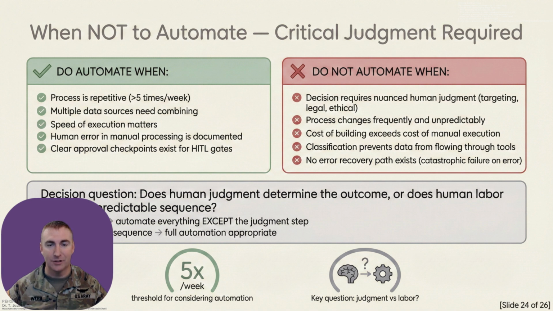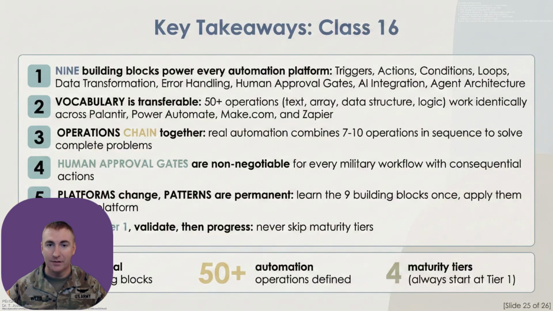That brings us to the 6 principles worth remembering. First, 9 building blocks power every platform. Second, the vocabulary of 42 operations transfers across all of them. Third, real automation chains 7 to 10 operations together. Fourth, human approval gates are non-negotiable. Fifth, platforms change, patterns are permanent. Sixth, start at Tier 1, validate progress. Never skip tiers. Read the lesson for the deep dive.